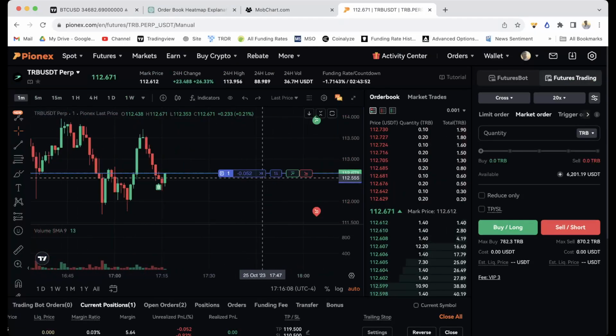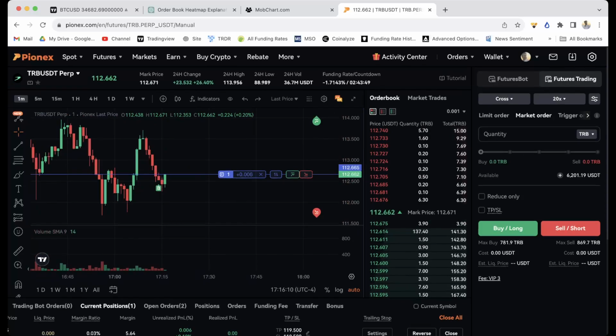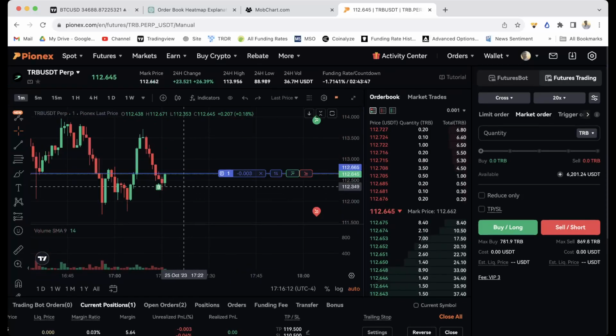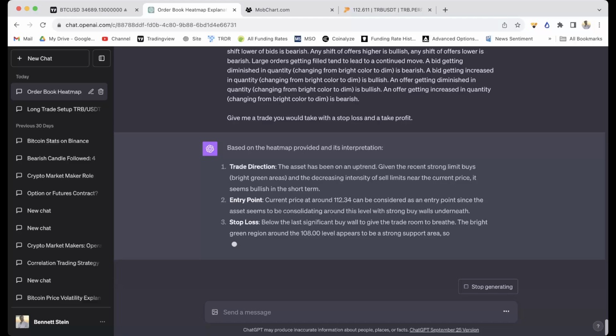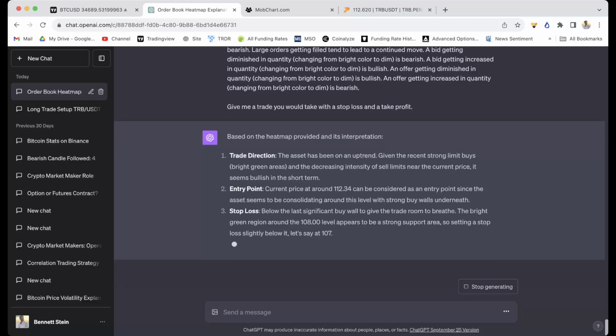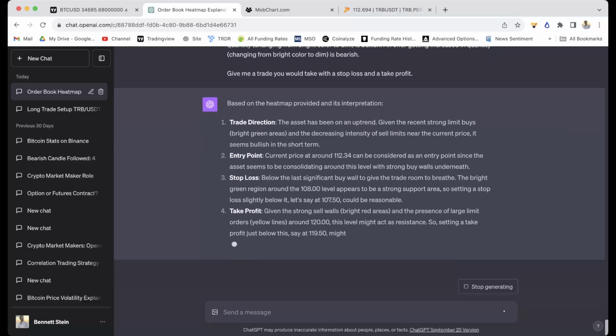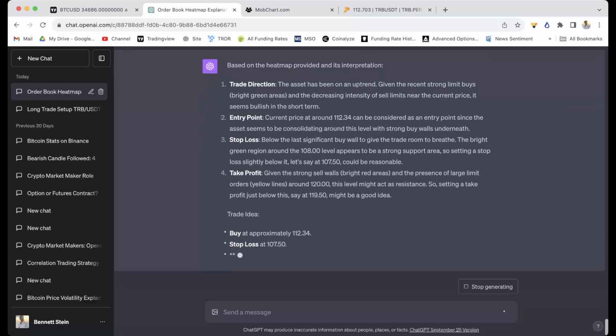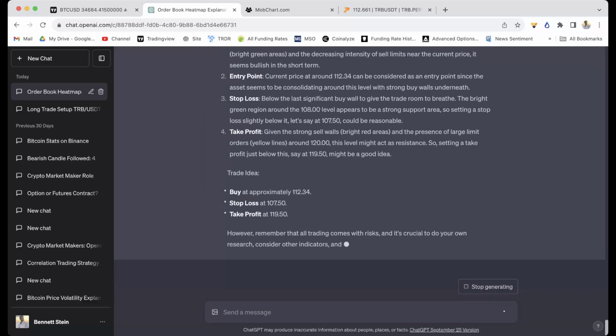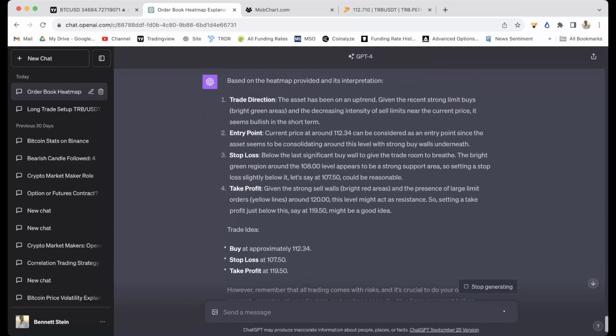Yeah, it's at break even. Oh, we're up money a little bit. We'll see if this trade works, but it's kind of a goofy trade. I wonder what it says here. It still wants to buy 112.34 with a stop loss at 108 or 107.5 and a take profit at 120.